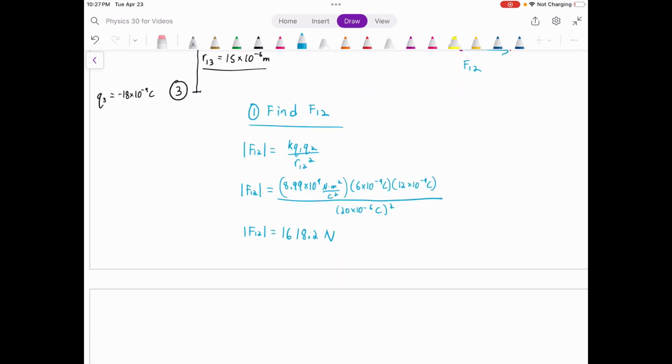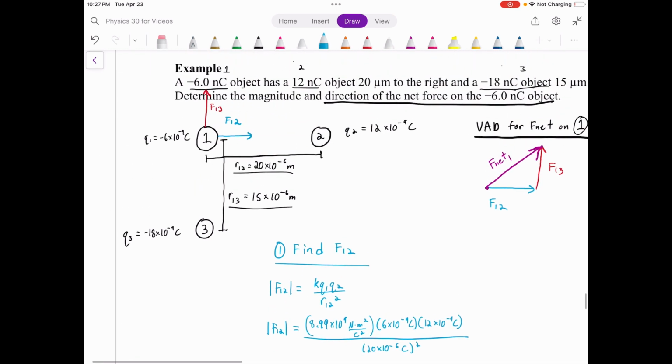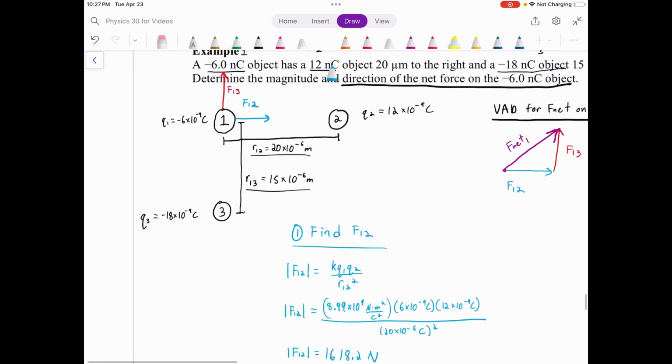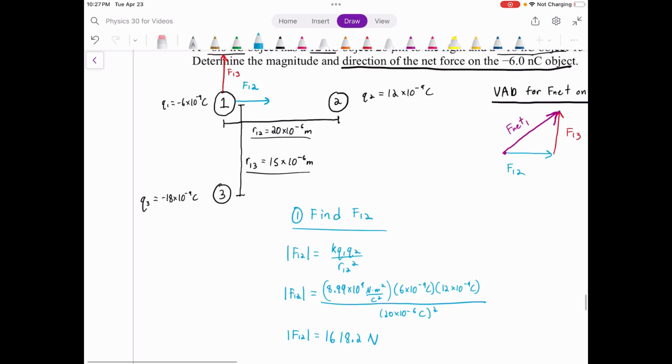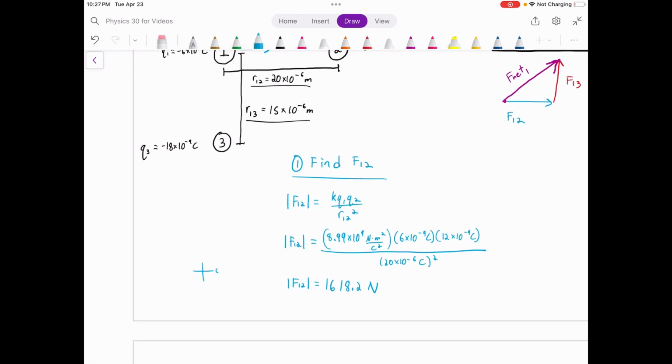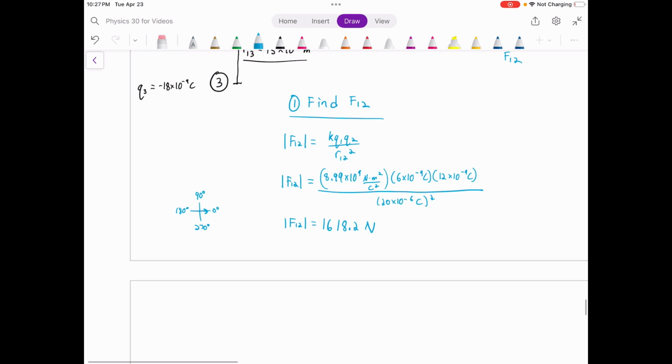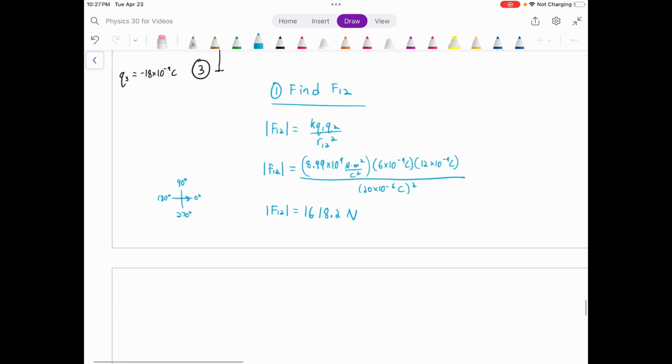1,618.2 newtons. Okay, now by thinking about it, we know that the direction is to the right, or we could say it's at 0 degrees. That might be more helpful now that we're working in 2 dimensions to call it 0 degrees, right? The positive x direction, or to the right of the x-axis. So force 1, 2 is 1,618.2 newtons at 0 degrees or to the right.